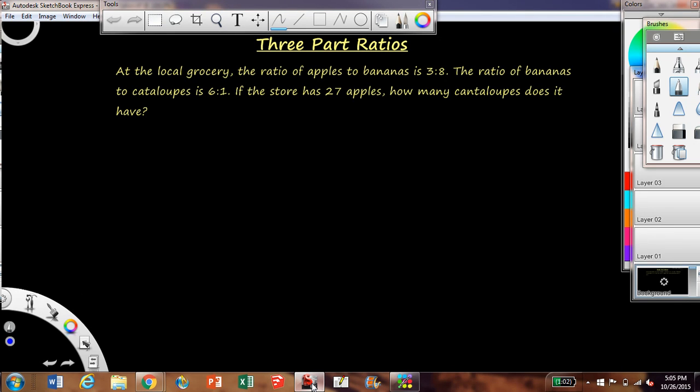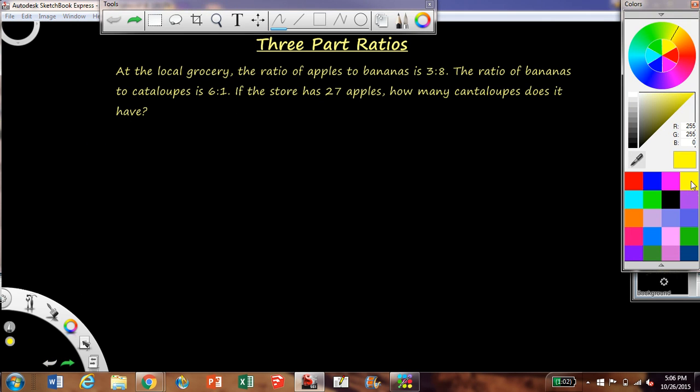Okay, now we can't solve this directly because we don't have a ratio that links apples to cantaloupes, unfortunately. But we do have a ratio that links apples to bananas. Okay, and that ratio is 3 to 8. And what that means is for every 3 apples the store carries, it carries 8 bananas.